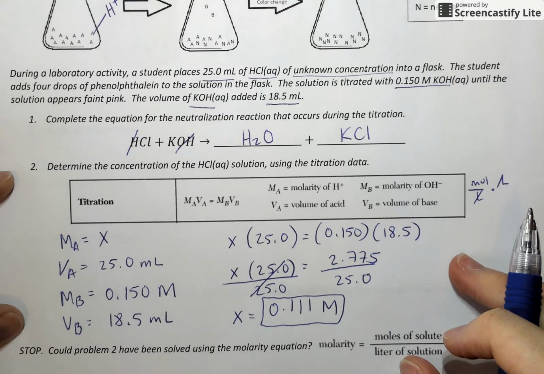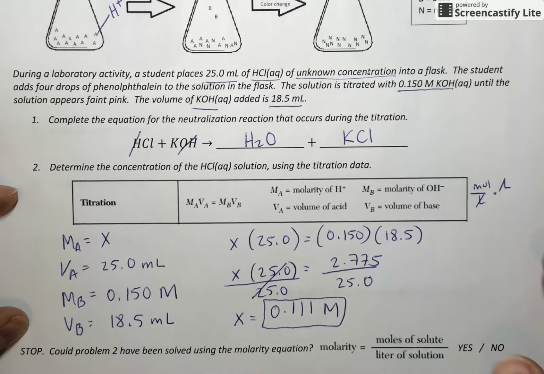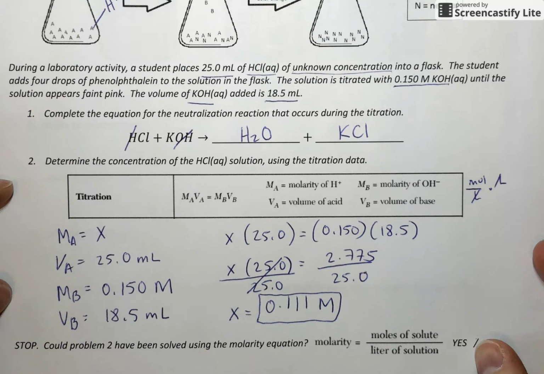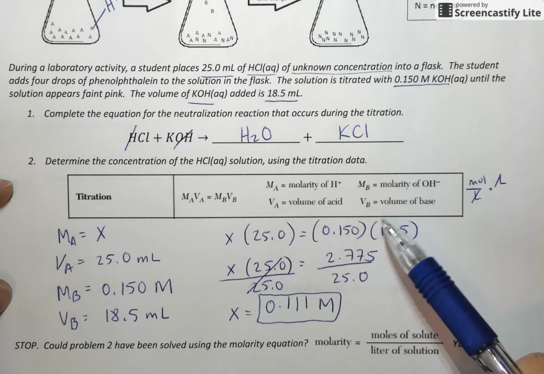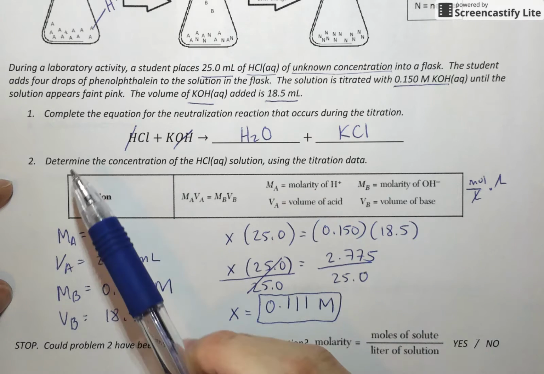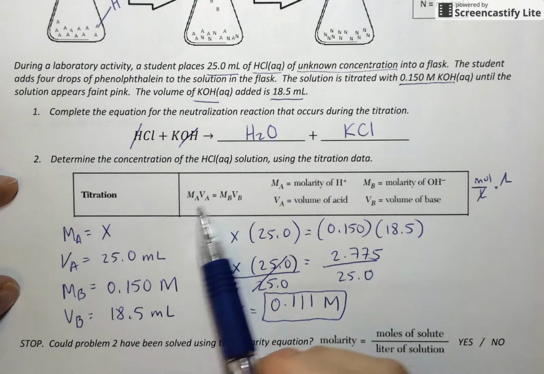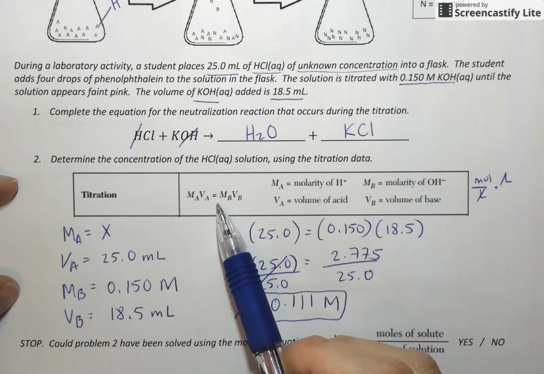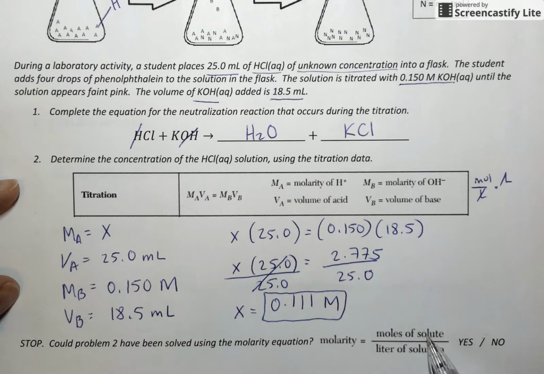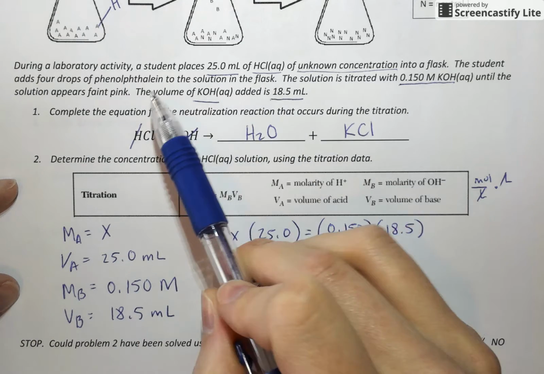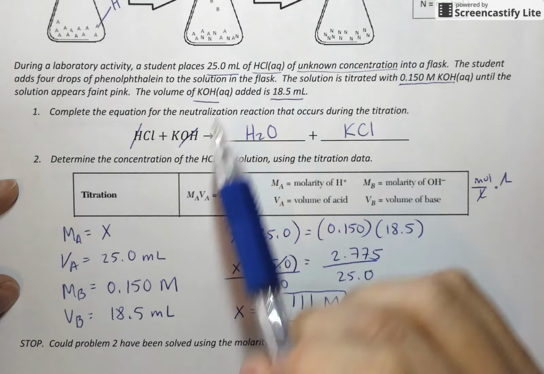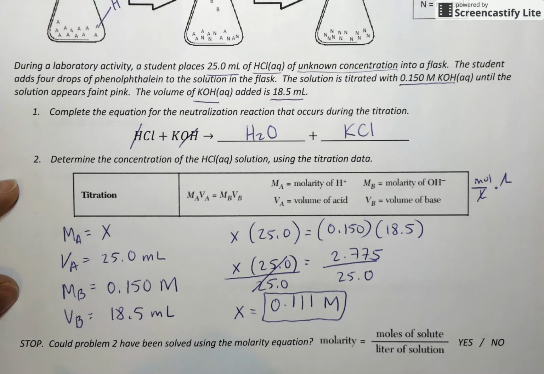I want to draw your attention to what is the number one mistake related to titration problems. What you might be tempted to do, if you're asked to determine concentration, is use the molarity equation. But let's take a look at this. In order to solve for molarity on its own, without using this MAVA equals MBVB situation, we need to know the moles of solute, which would be related to our HCl. At any point, are you given any information about the number of moles of HCl that you've got?